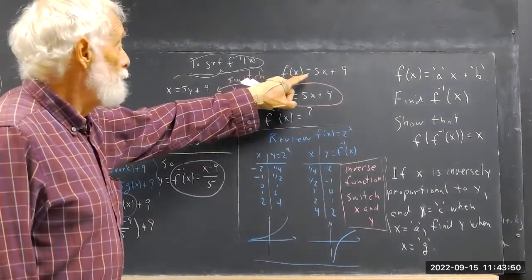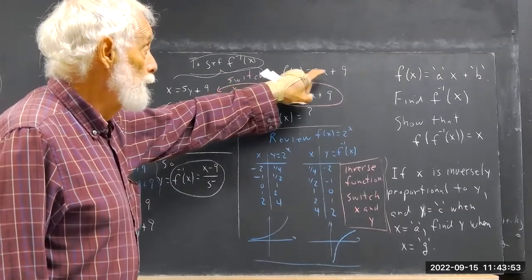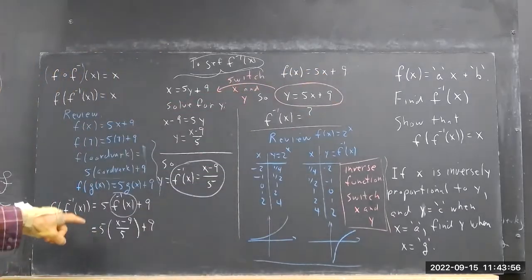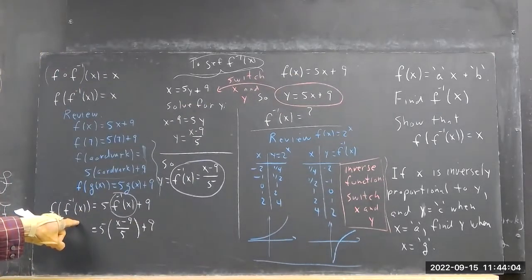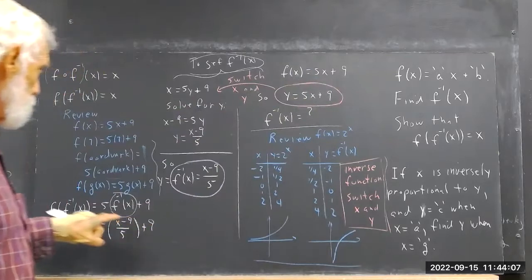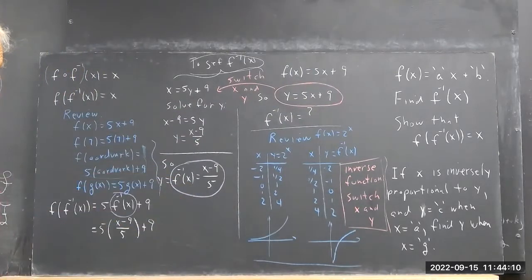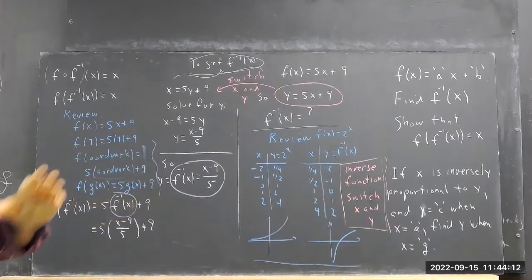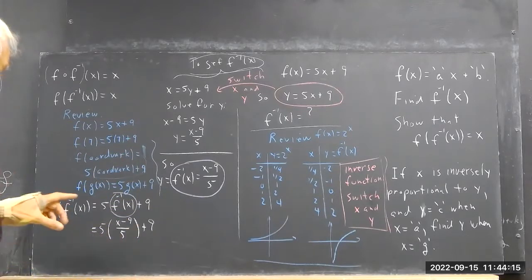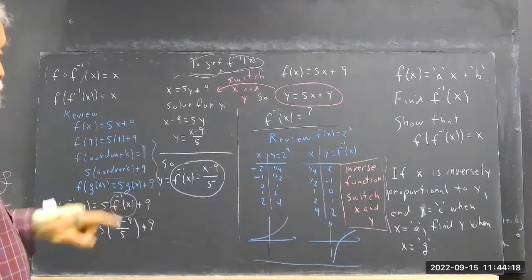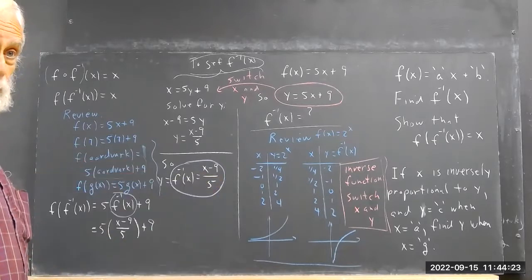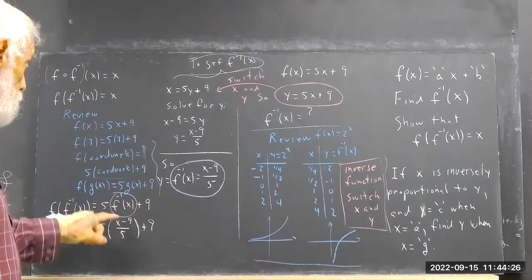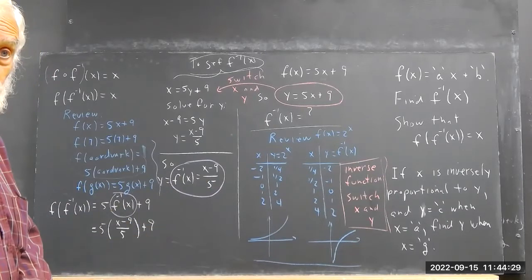So we get f of f inverse of x equals 5 f inverse of x plus 9. Again, we're replacing x with f inverse of x. When we do that, we get a 5 f inverse of x here. Then plus 9. No magic to it, just function notation. Then, since we have a formula for f inverse of x, we replace the expression f inverse of x with what it's equal to, that formula, x minus 9 over 5.